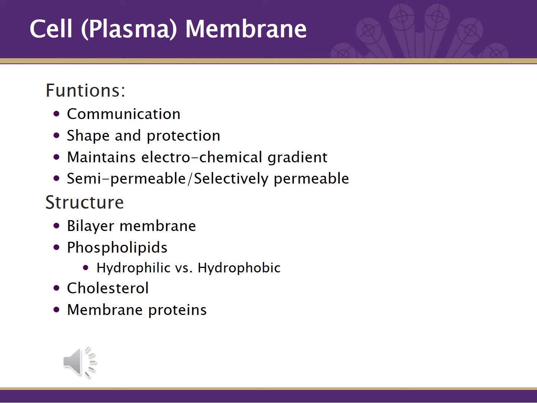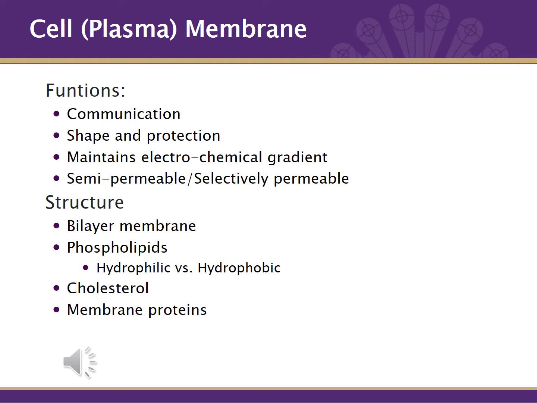The cell membrane, or plasma membrane, has a number of functions. For starters, communication is important. This membrane allows cells to communicate with other cells. The cell membrane also holds the cell shape and functions in protection.